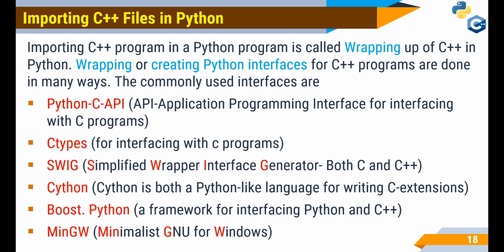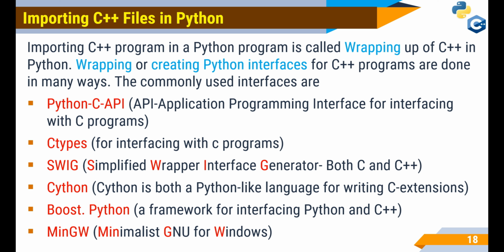Wrapping, or creating Python interfaces for C++ programs, is done in many ways. The commonly used interfaces are the Python C API, where API stands for Application Programming Interface, for interfacing with C programs; ctypes, for interfacing with C programs. Now we will see SWIG, which is nothing but Simplified Wrapper and Interface Generator, for both C and C++.